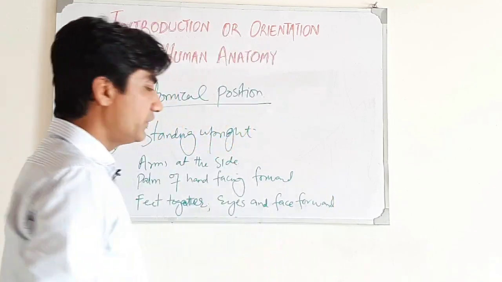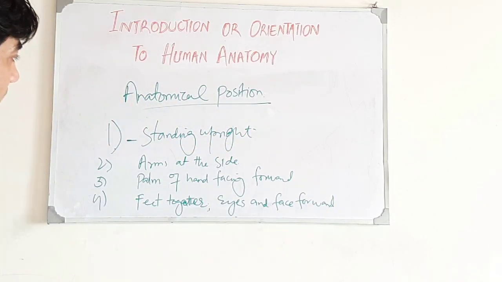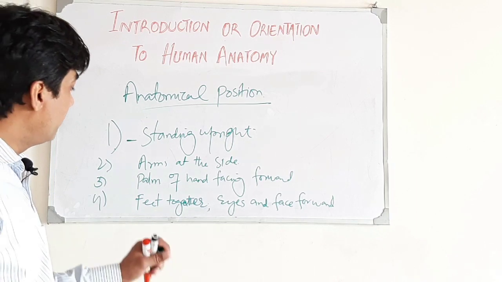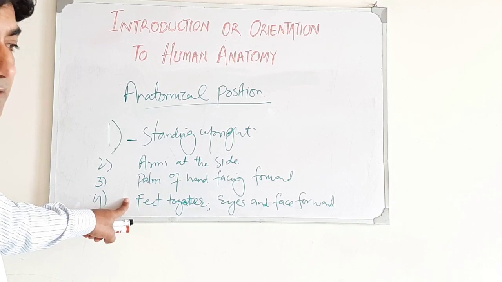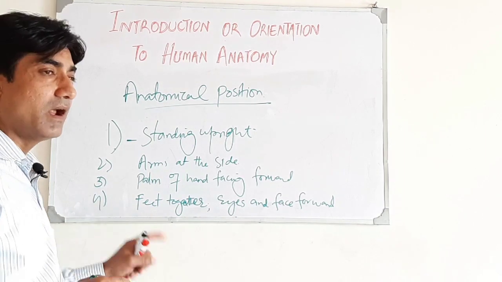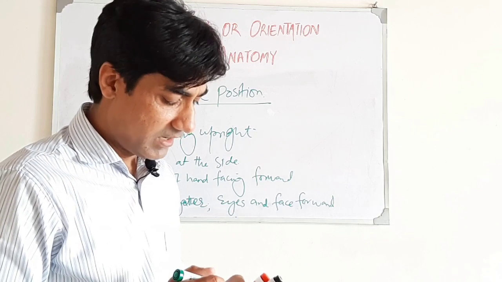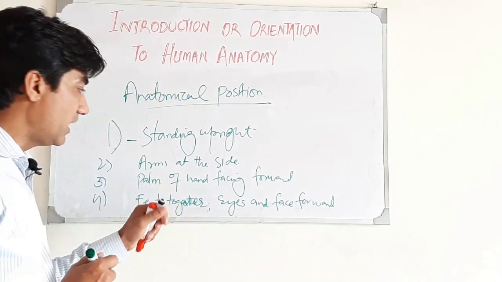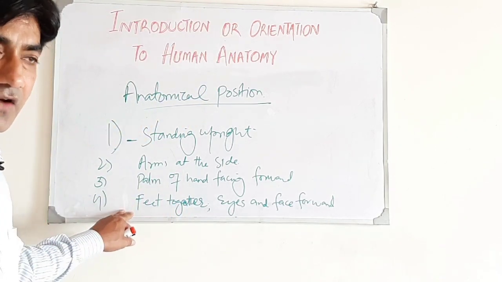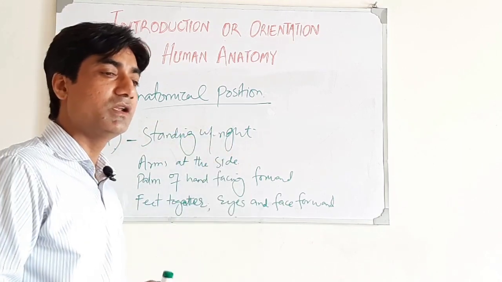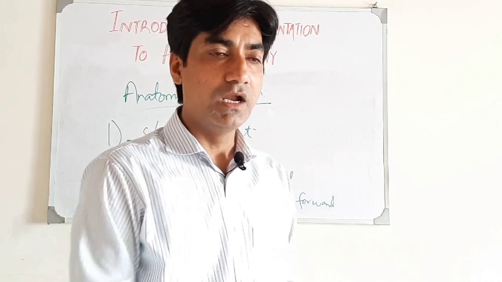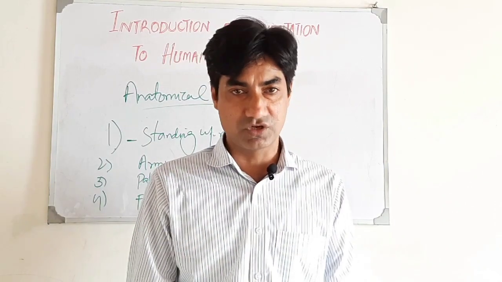These points should be noted in anatomical position, because when one of them is neglected, we cannot say this is anatomical position. That's why these 5 points should be observed while making an anatomical position. Anatomical position is strictly monitored to describe the human structure.